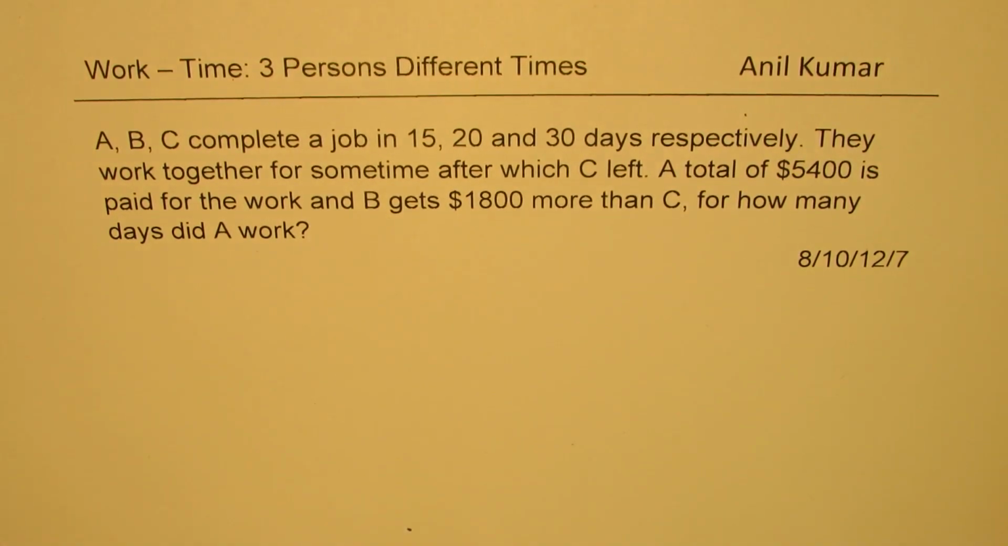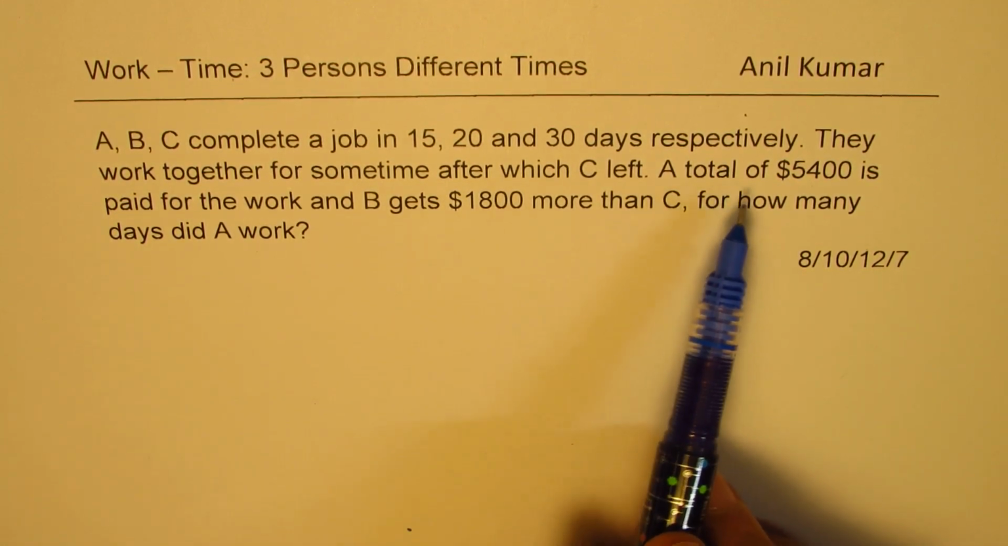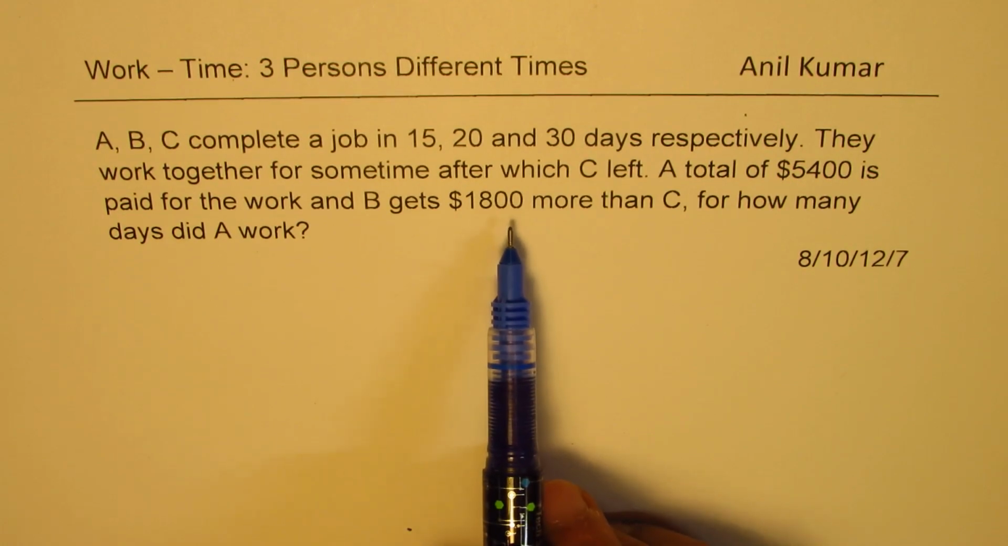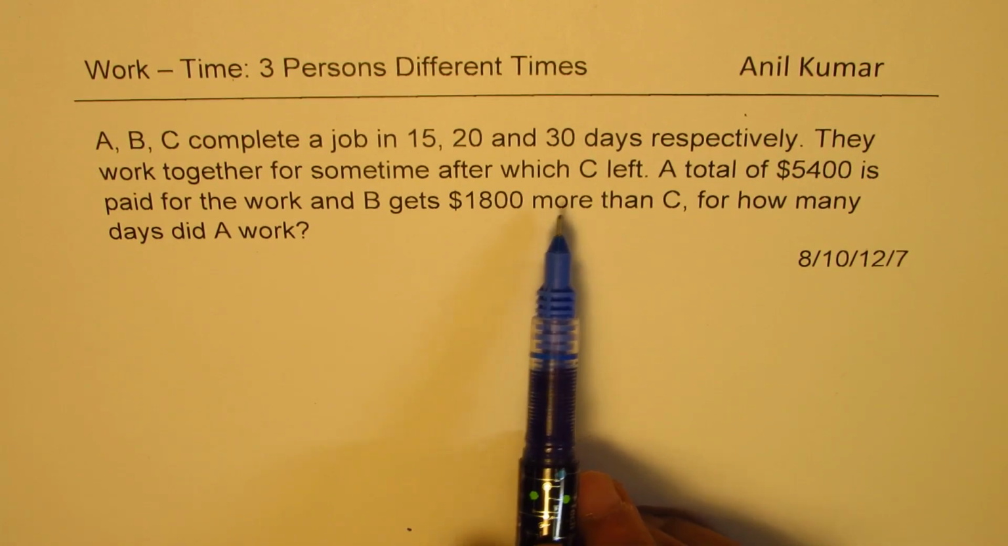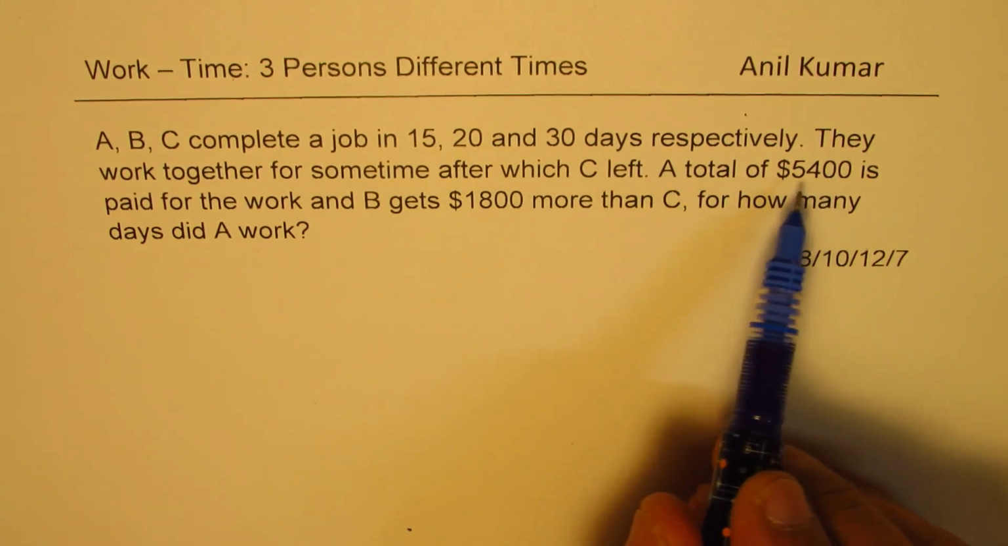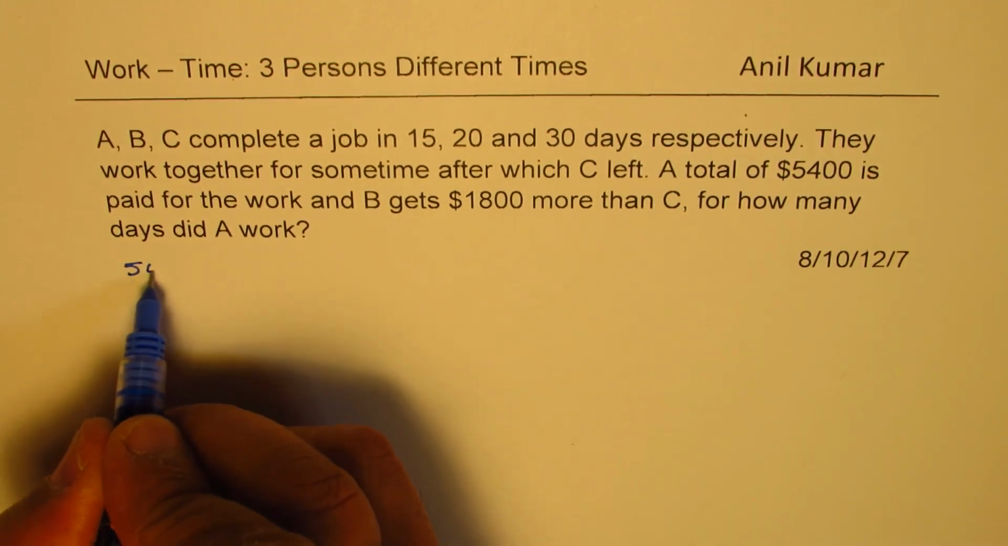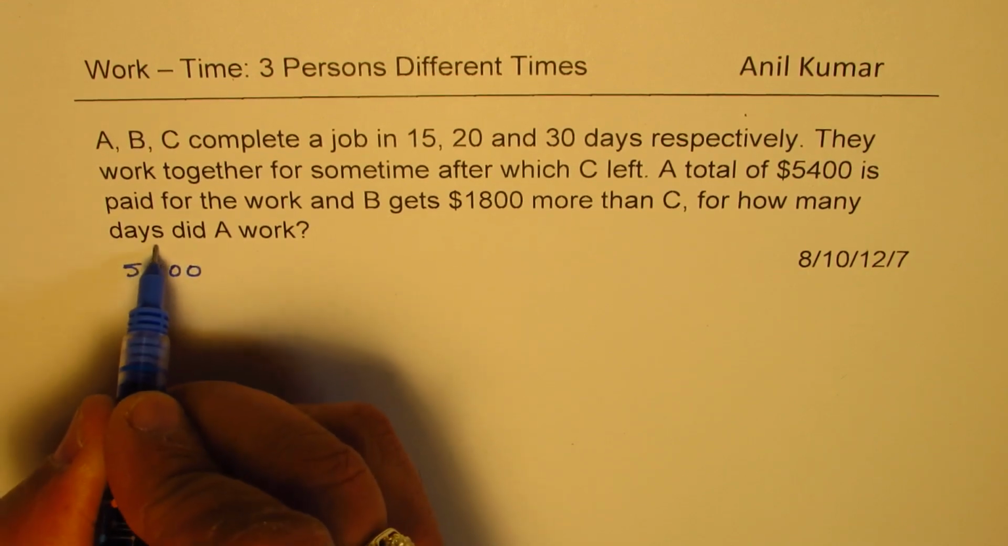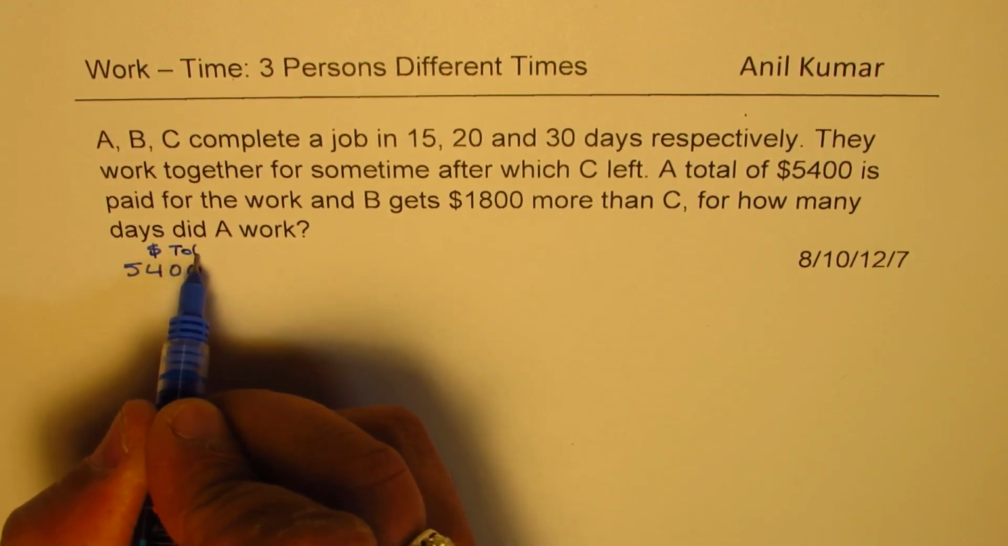So you can always pause the video, answer this question and then look into my suggestions. Now let's begin with the amount given to each. That will give us the ratio in which A, B and C worked, right? So it's given that the total is $5,400, right? So this $5,400 is dollars total.